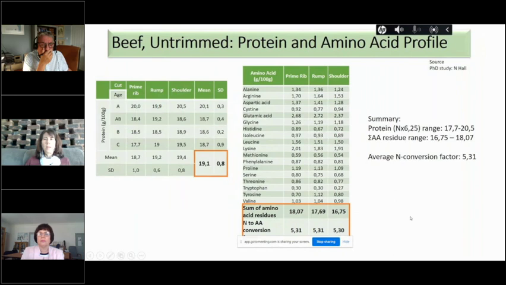Then another study by Nicolette Hall, she has 4 age groups, but only 3 cuts, and we get a mean protein of 19.1 and the amino acids, we get the range from 16.75 to 18.07. And if we recalculate the conversion factor, we get 5.31.